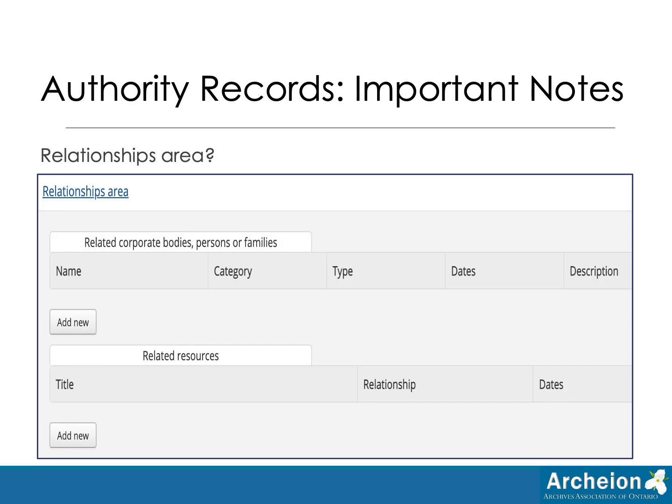I also want to flag that there is a relationships area in the authority record ISAR edit form where different authority records and descriptions can be linked, such as in the case of family authority records connected to person authority records or connecting organizations. If you would like to use the relationships area portion of the authority record edit form, please contact the Archeion coordinator for more information. This area is not yet in the Archeion Authority Record Policy.